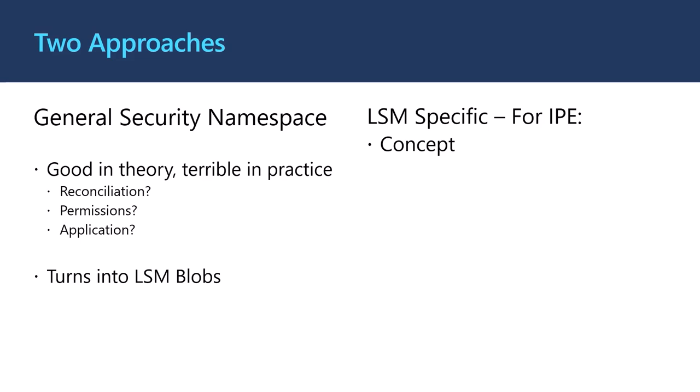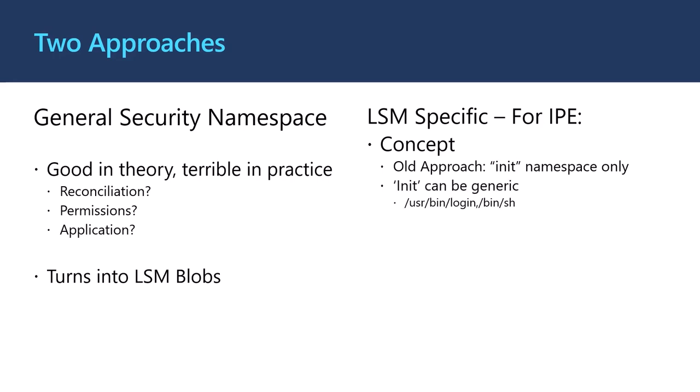The concept was pretty natural to expand. The old approach was essentially that we already had an implicit context, for init being the first thing spun up on the system, and that was all that we had our trust context for. So all we did was make that init generic. It could be login, it could be shell, it could be anything you want. And it applies to a process tree, so a process and all of its descendants, no matter how deep you go.